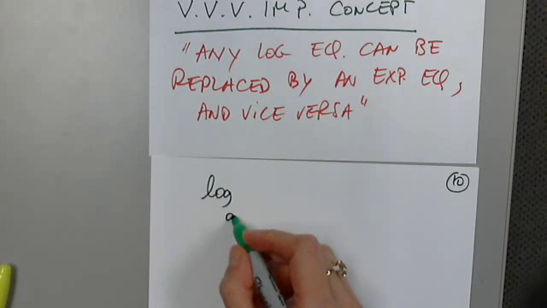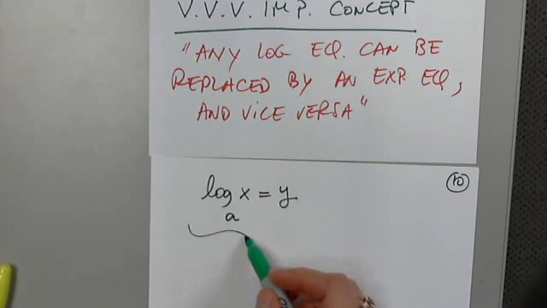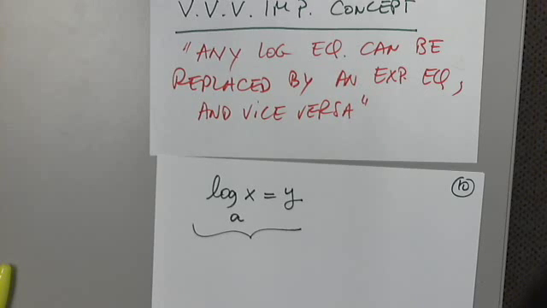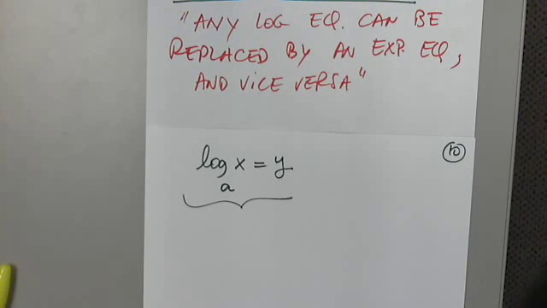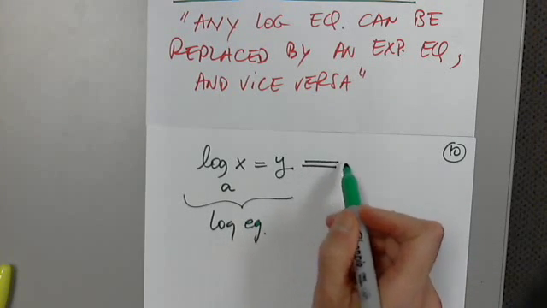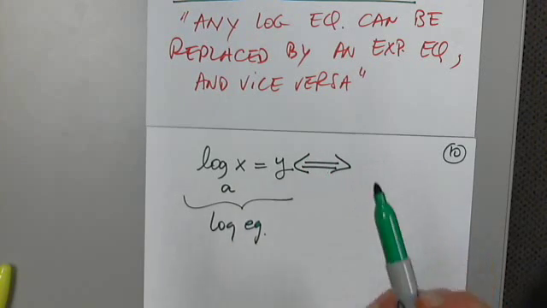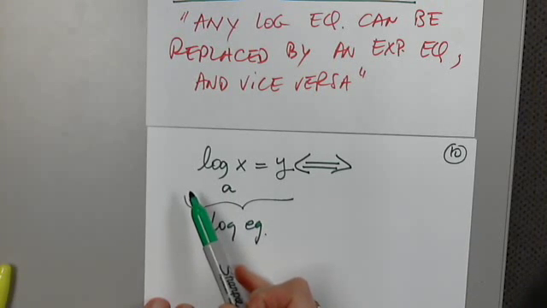Log base a of x is y. What type of equation is this? Is it quadratic? Is it exponential? Is it absolute value? Is it radical? No, it's a log equation. This is the double equivalency symbol, which says I can change this into this and this back into this.